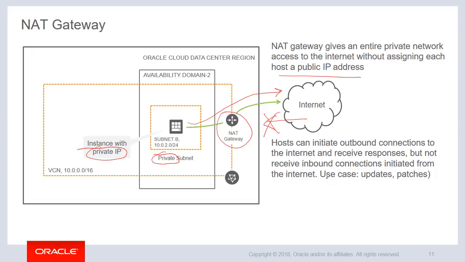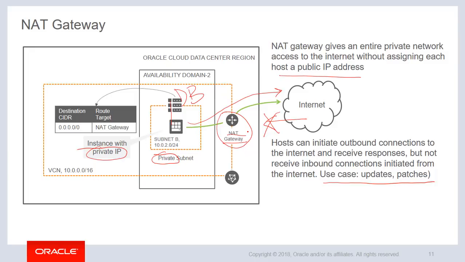Now the use case here is for scenarios where you want to get updates from the internet, or you want to get patches from the internet. So this can be a database which is running here, and let's say for example this is a MySQL database, but it needs to go to the web in order to download the updates and the patches, right? Instead of opening it up to the web using an internet gateway, you would keep this in a private subnet, not assign a public IP, just have a private IP, and then make it go to the web and get the patches using a NAT gateway.